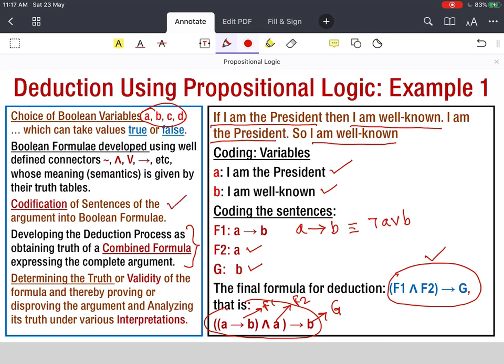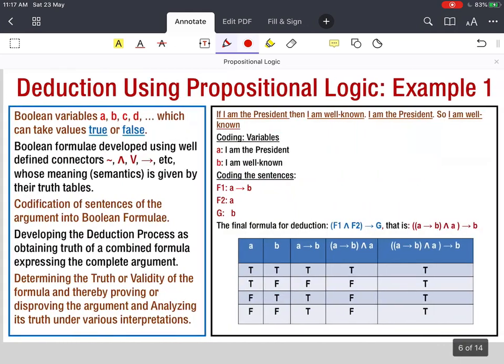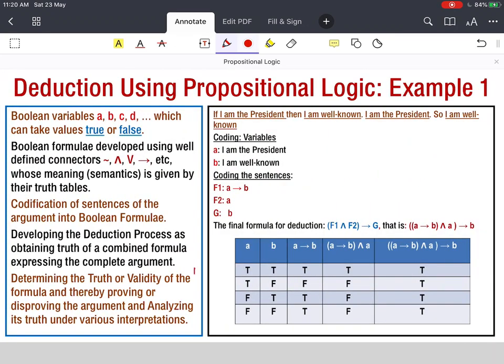So as we said, the steps are: choose Boolean variables, codify the sentences into Boolean formulae, develop a combined formula, and then determine its truth. Till now we have codified the sentences and developed a combined formula. We now come to the details of the fourth and last part, which is determining the truth or validity. We look at the same example, and first we use a method called the truth table method.